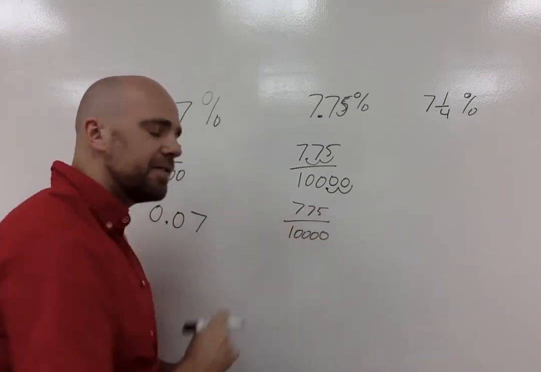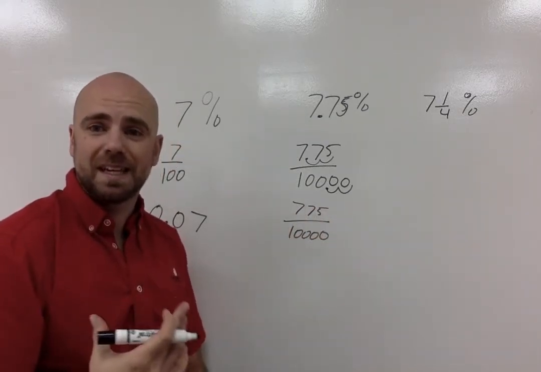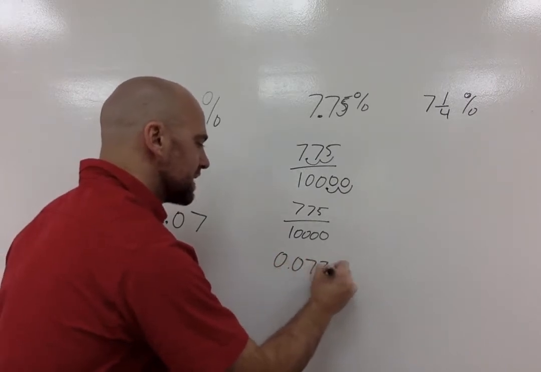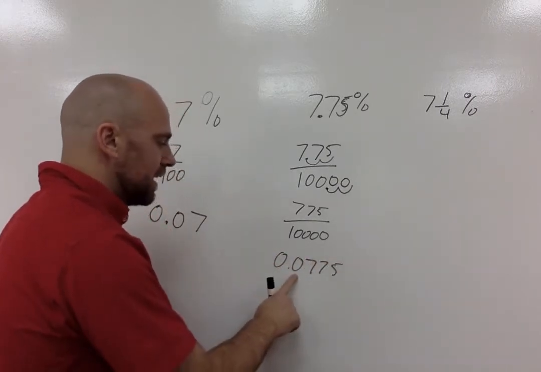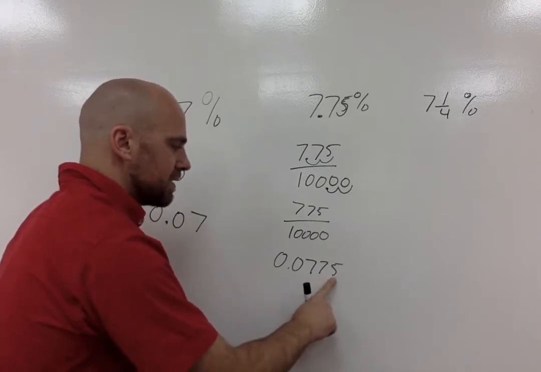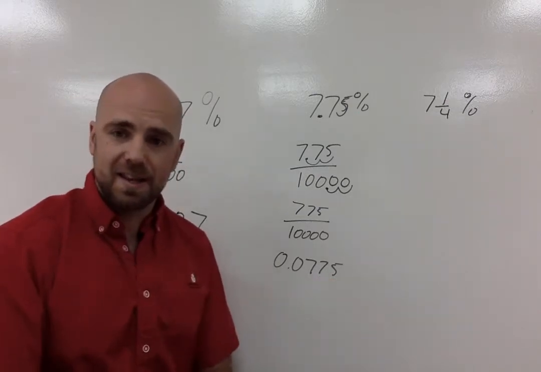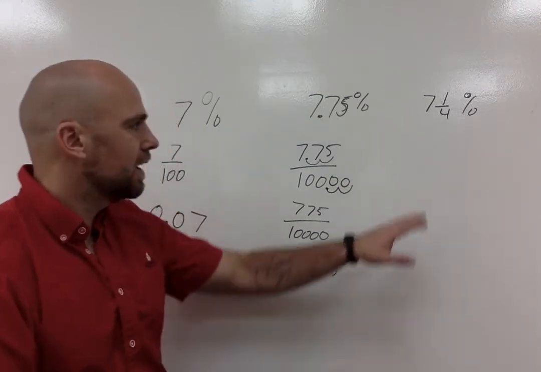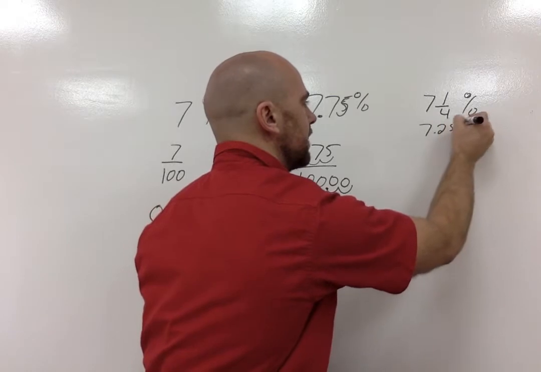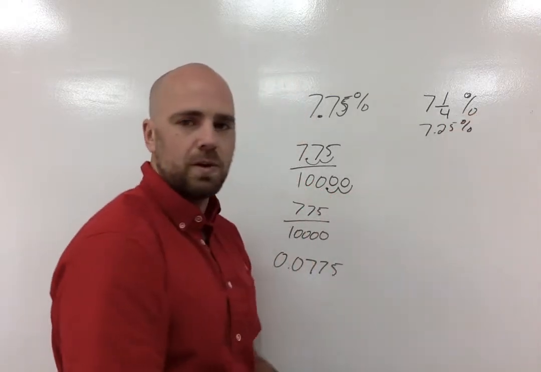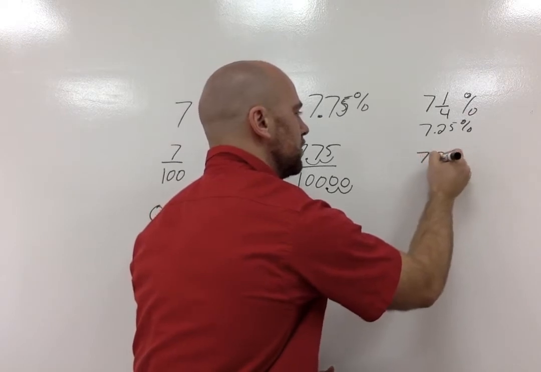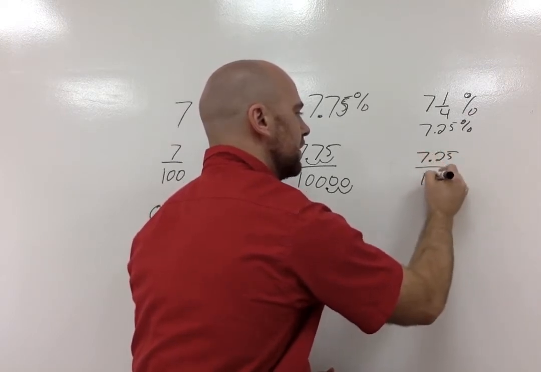My 5, my last number, needs to be in the 10,000ths place value. So 0.0775. So when I'm counting, I have tenths, hundredths, thousandths, 10,000ths. So my 5 is in the 10,000ths place. Okay, so this last one I can also change to 7.25%, because that's what 1/4 is. Okay, so I'm going to have 7.25 out of 100.